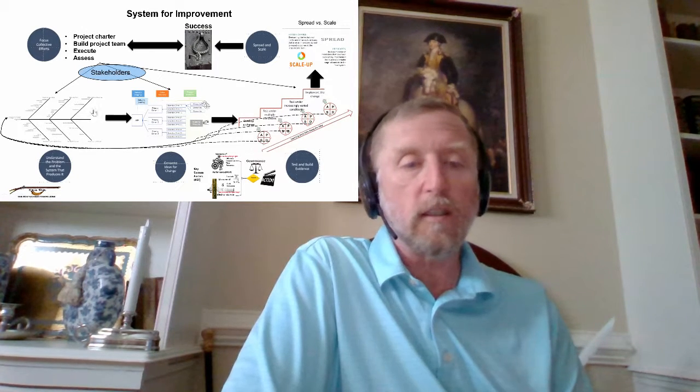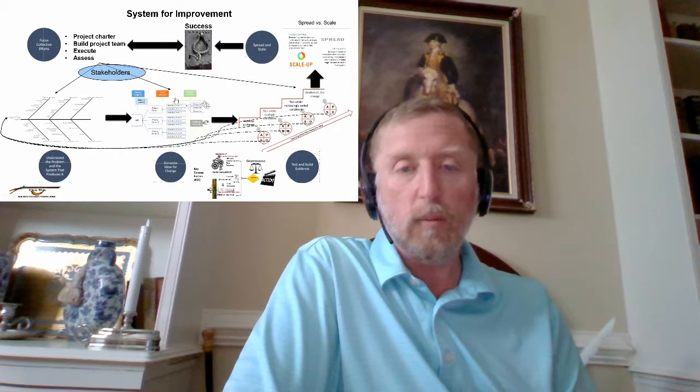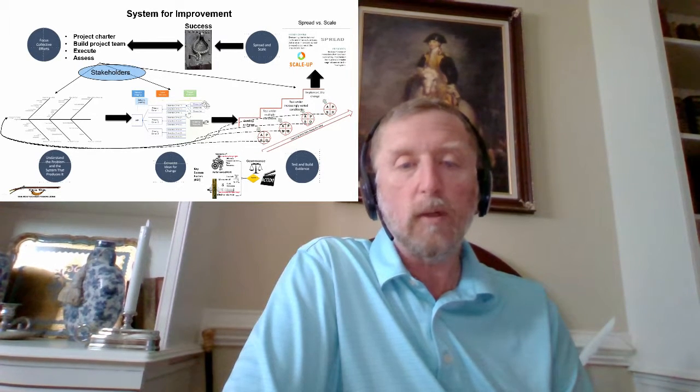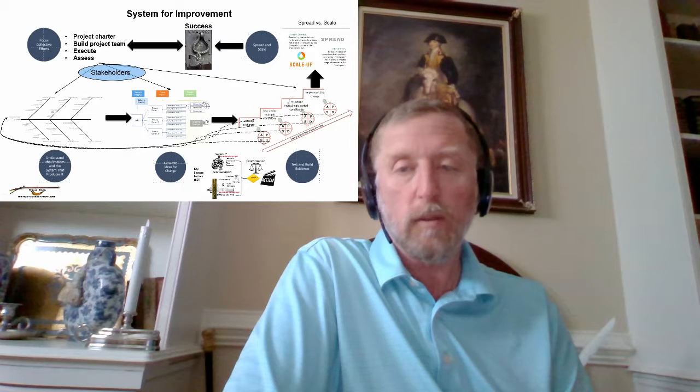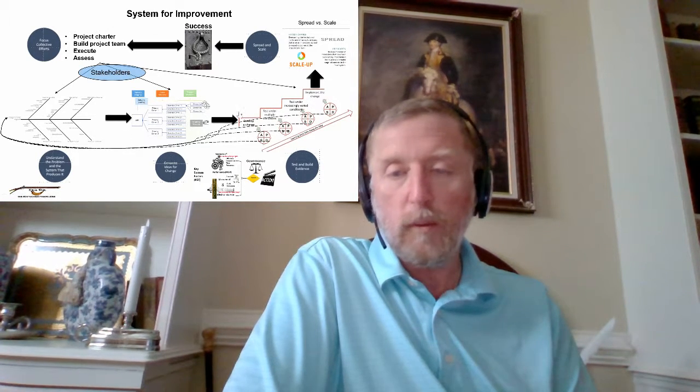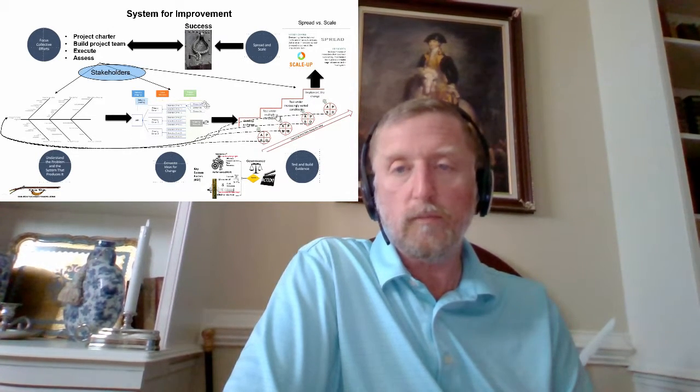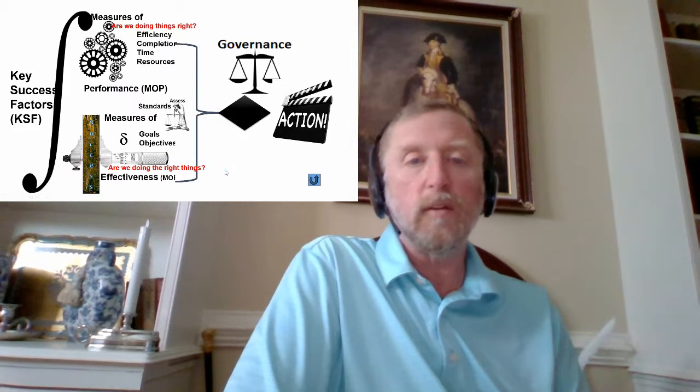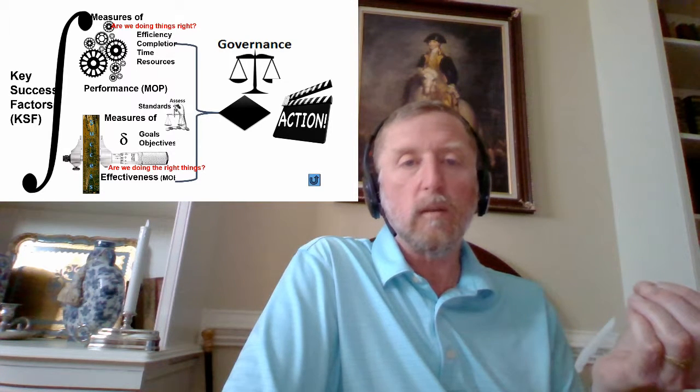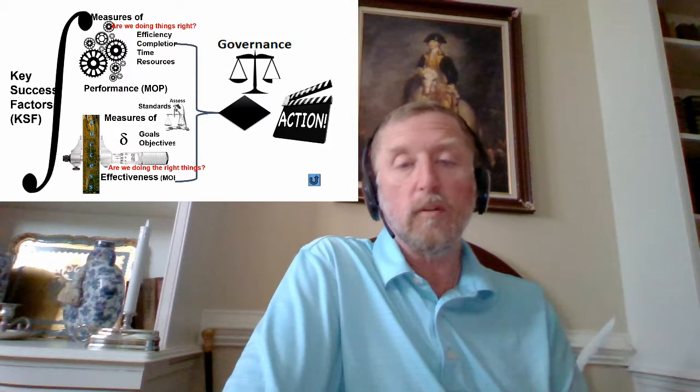We've got to understand how we take the output from one component and bring it into the input of another component in all of the three major phases of the system. And we've got to be able to govern the system. We've got to be able to articulate those key success factors. We've got to talk about measures of performance. Are we doing things right? As well as measures of effectiveness. Are we doing the right thing?